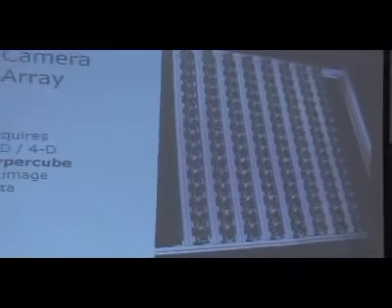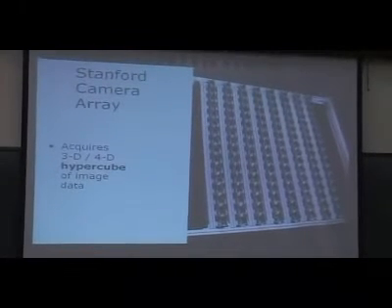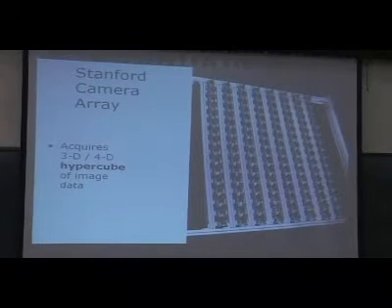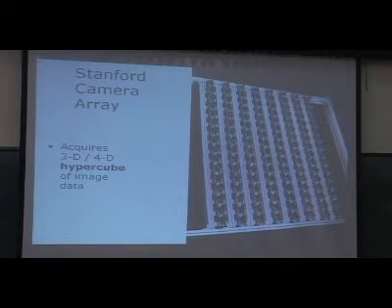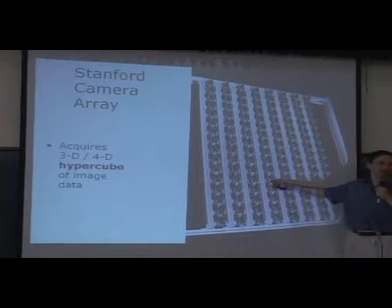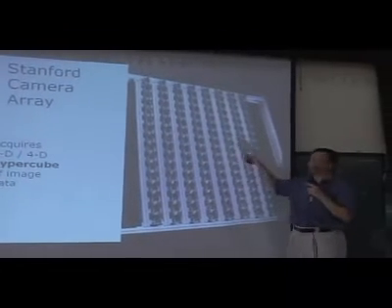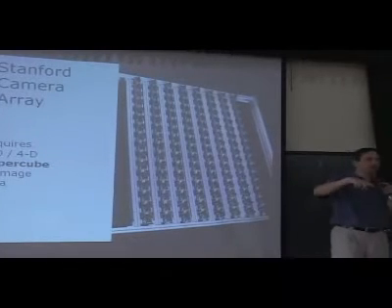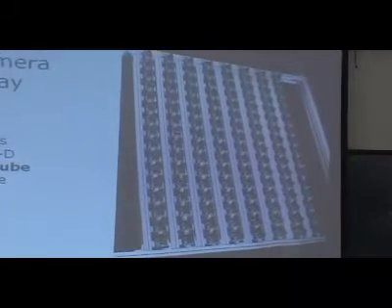Each of these is a camera, the size of that camera. This is the Stanford camera array. And what it acquires is actually in this case a 4-dimensional hypercube. That's a cube in more than 3 dimensions of data. Why is it a 4-dimensional hypercube? Well, because each camera, how many dimensions does each image have? 2. And then there's how many cameras? They're laid out in a 2D array. So we have a 2D array of 2D cameras with 4-dimensional data.